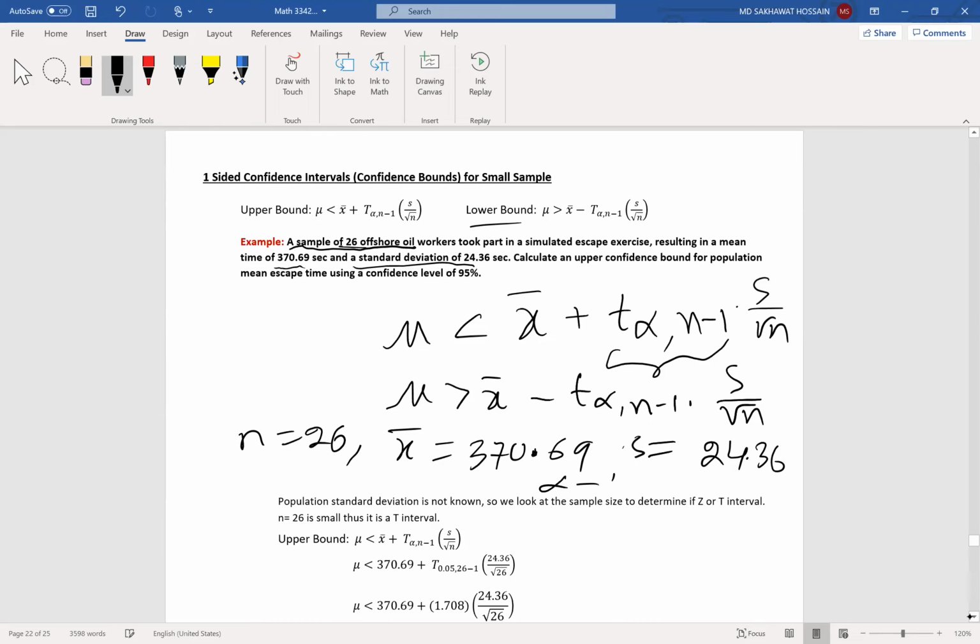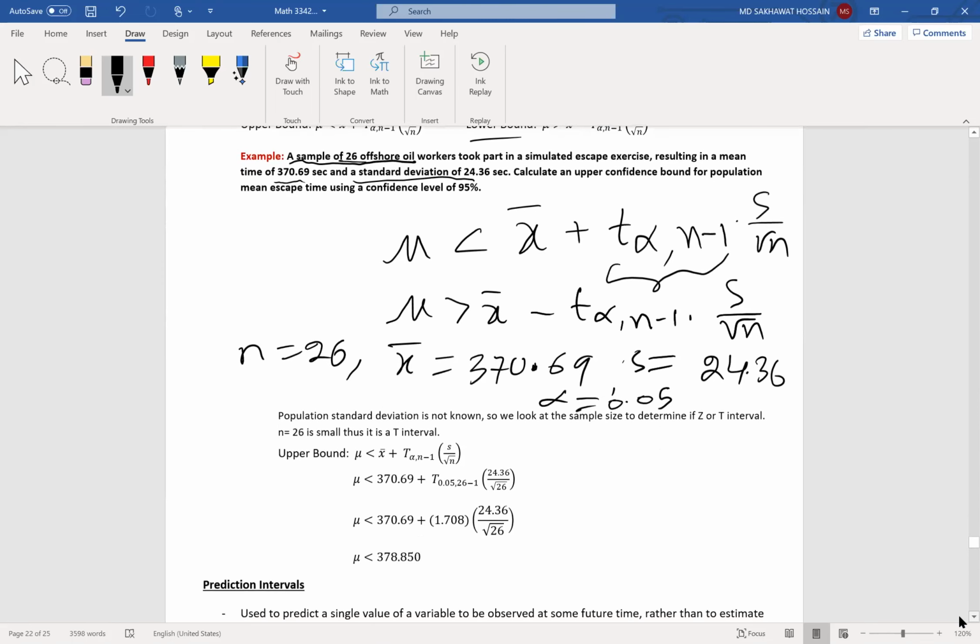So alpha is 0.05. Now we have to construct the upper confidence bound for mu. Since n is small here, the sample size is only 26, and sigma is unknown, we'll use the t distribution. So x bar plus t alpha, n minus 1, times s over the square root of n. Okay, why is it the t distribution again?